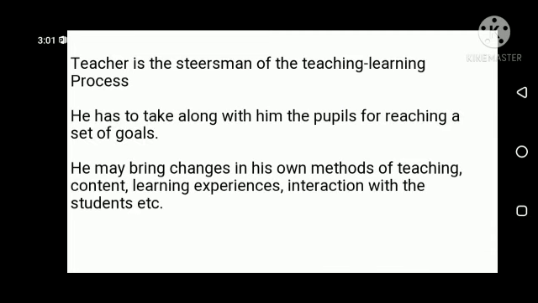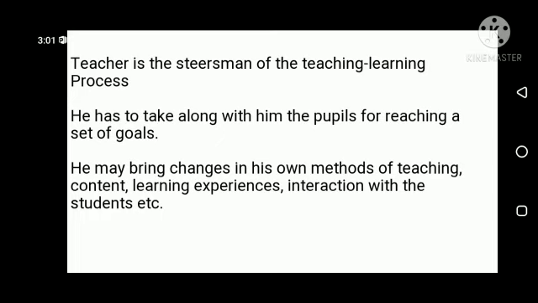So have a look at this. Cybernetics in education. The teacher is the steersman of the teaching and learning process. As we saw in the previous slides, he or she has to take along with him the pupils for reaching a set of goals. He or she may bring changes in his own method of teaching, in the form of improvement of the quality or quantity of the content, learning experiences for the pupils, and interaction with the students to let them share their difficulties with the teacher, and also if something goes wrong, that can be put back to work after correction. The same goes with the cybernetic system.